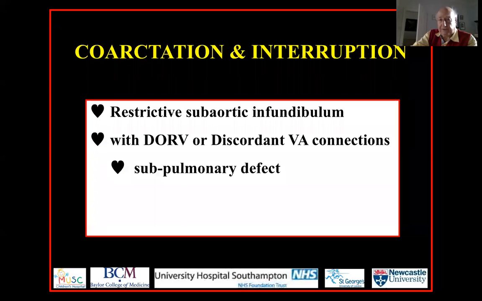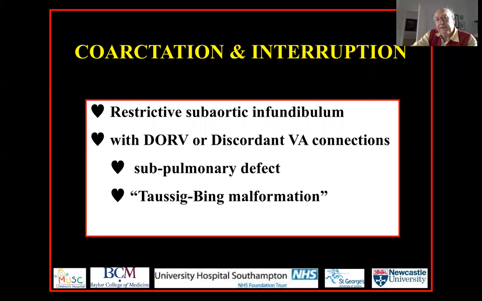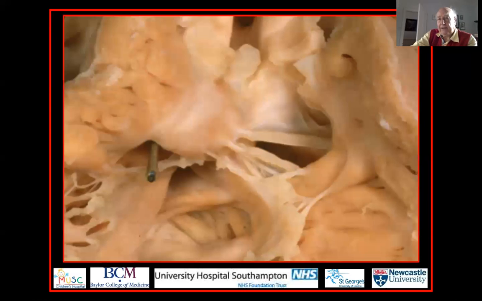So let's look at the restrictive infundibulum. We find this either with double outlet right ventricle or discordant ventricular arterial connections. The key here, the defect itself will be subpulmonary. And this is what we call the Taussig-Bing malformation. And oftentimes, going along with that, we have straddling and overriding of the mitral valve, as you see here.